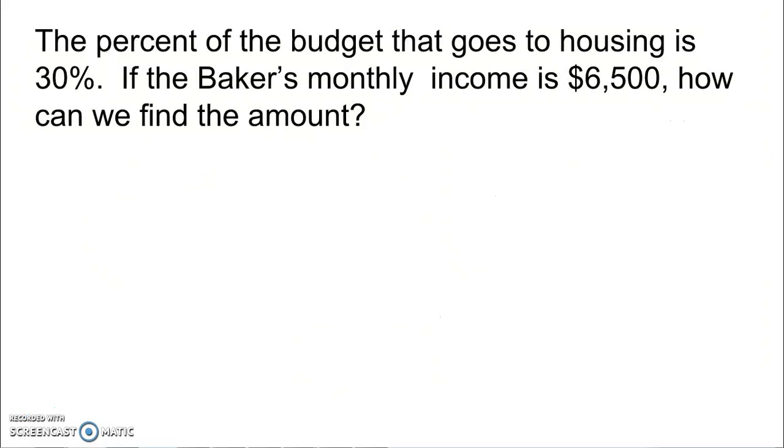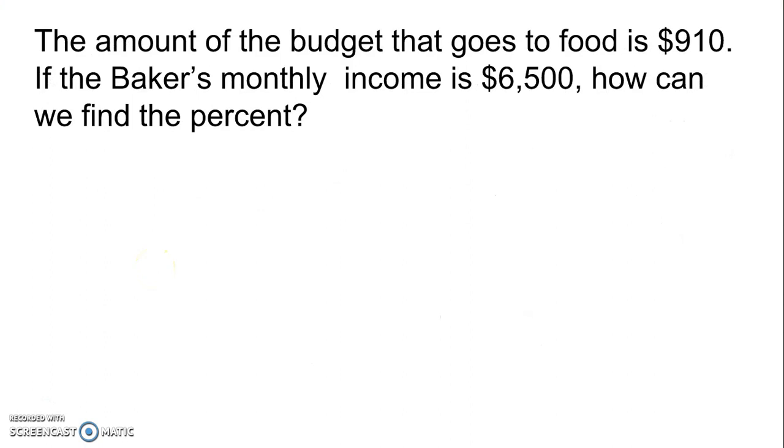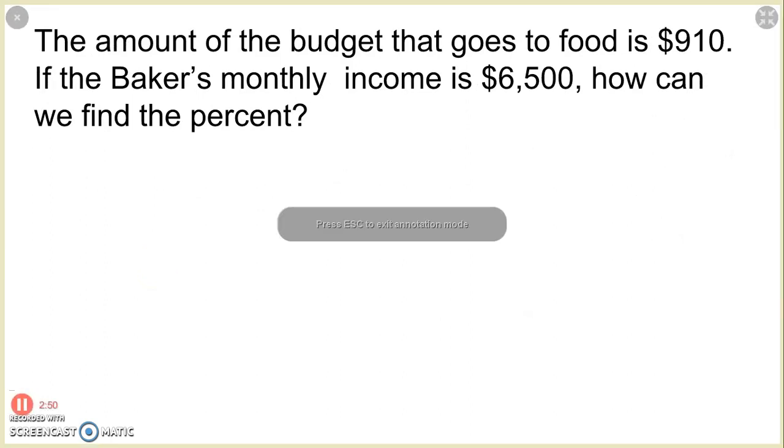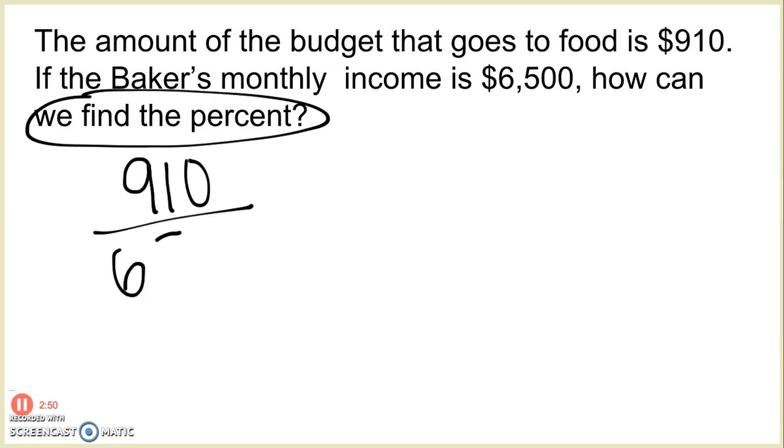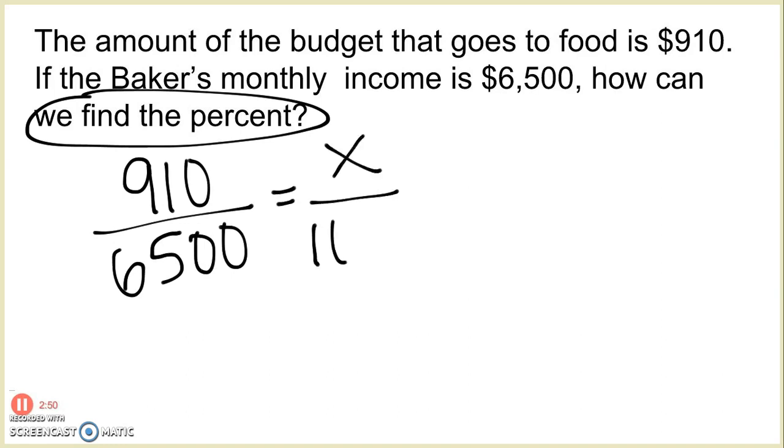Moving on to the second one. The amount of the budget that goes to food is $910. If the baker's monthly income is $6,500, how can we find the percent? For this one, are we looking for the part, the whole, or the percent? So we should have picked percent because they ask us right here, how can we find the percent? We have our part, which is 910. We have our whole, which is 6,500. We're going to make that equal to x over 100.